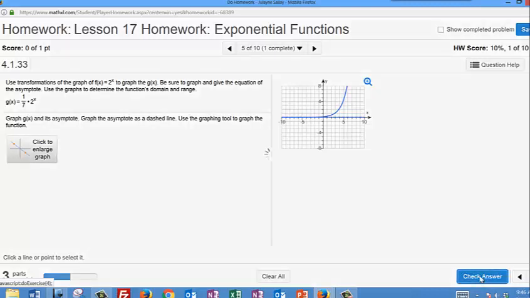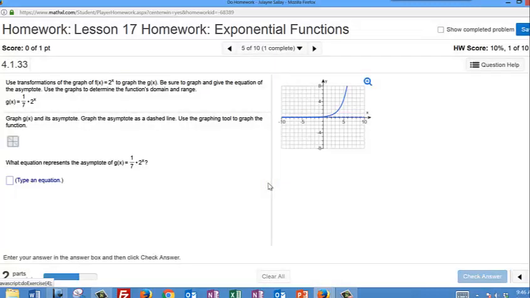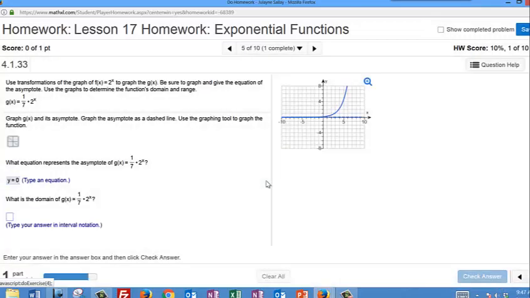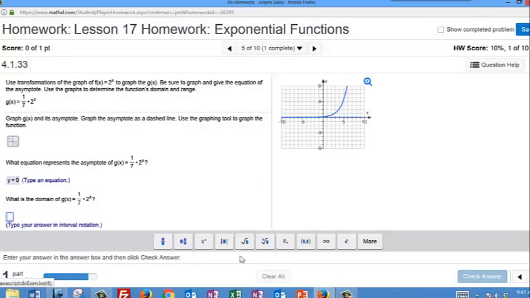Let's go ahead and check my answer. My equation of the asymptote is just going to be y equals 0. That's the x-axis, y equals 0. Notice that all of the x's can be whatever they want to be, but the y's have to stay constant at 0. And what is the domain? We said the domain is going to be all reals for all exponentials.